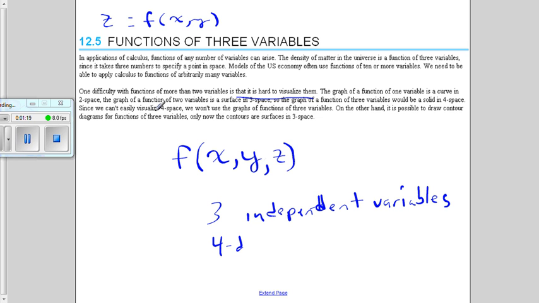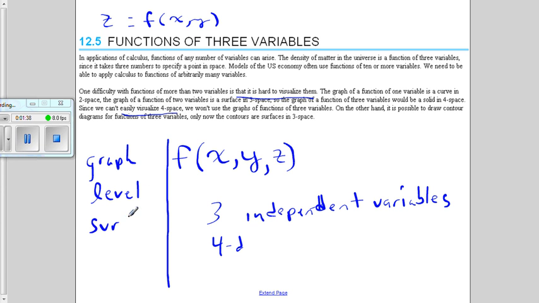So the idea, since we can't easily visualize 4-dimensional space, is we're going to graph level surfaces. So we'll set our function equal to some constant, and we'll change these constants. We'll set it equal to a constant, and it will describe a level surface. Let me give an example of that.